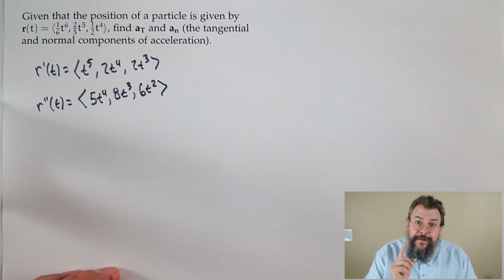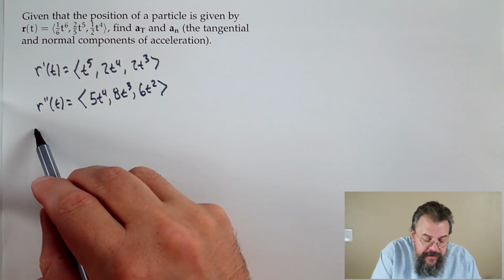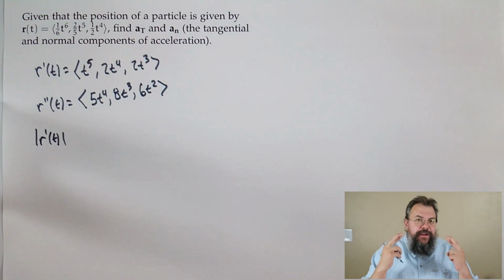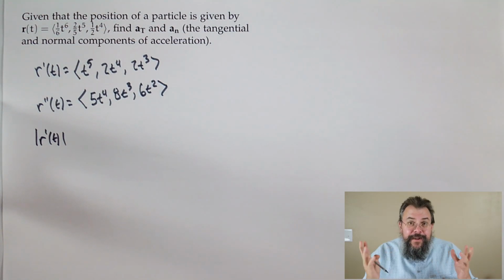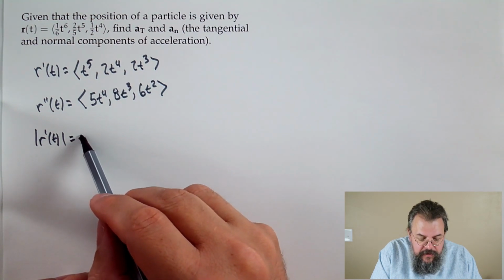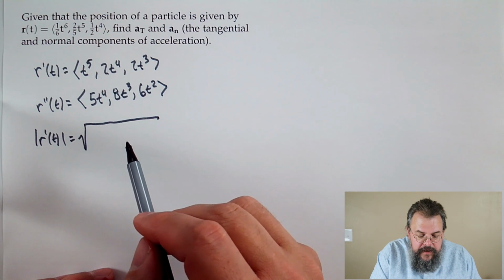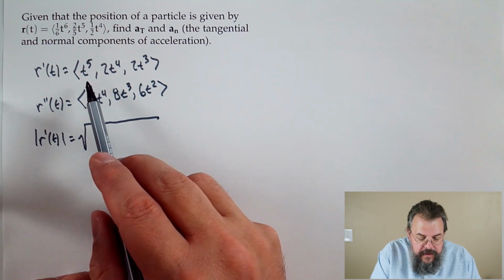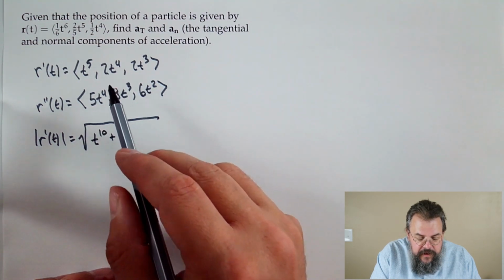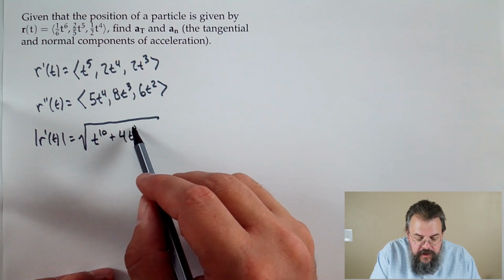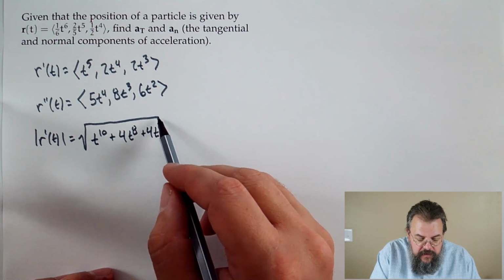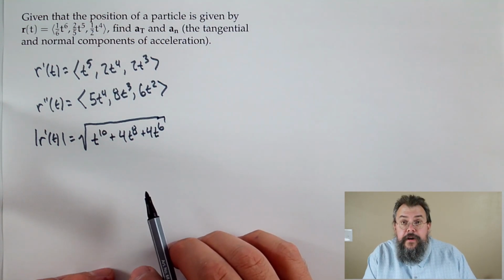Okay, well, what's next? Magnitude of r prime. Now, this is when we are crossing our fingers and saying, oh, please simplify in the square root. Please simplify in the square root. Well, let's find out. What is that? Okay, so that's the square root of, and what do we get? First term squared, so that's t to the 10th, plus 4t to the 8th, and 4t to the 6th. Oh, that's kind of weird.